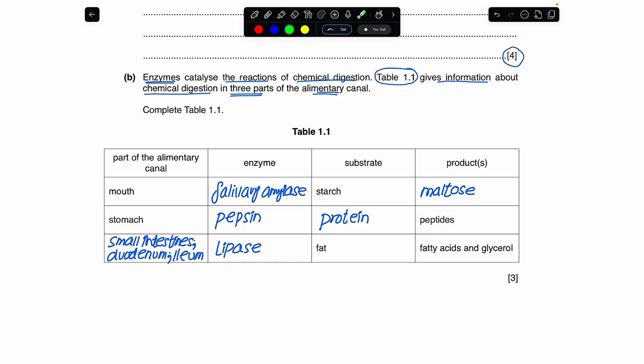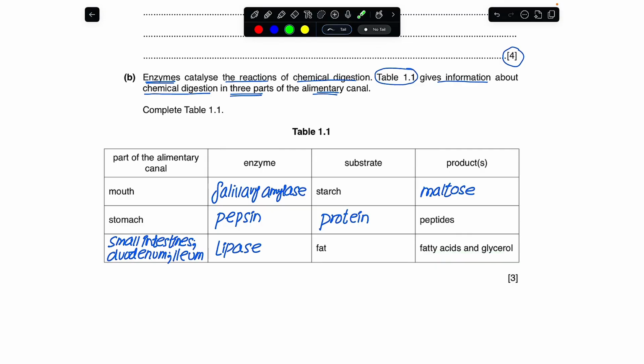there in the stomach. So we are aware of this fact that in the stomach, the enzyme working is the pepsin. And the substrate on which this would be working goes with the name of protein. For the last, they did not give you the part of the alimentary canal, neither the enzyme, but they gave you the name of the substrate, which is the fat, and the products are fatty acid and glycerol.